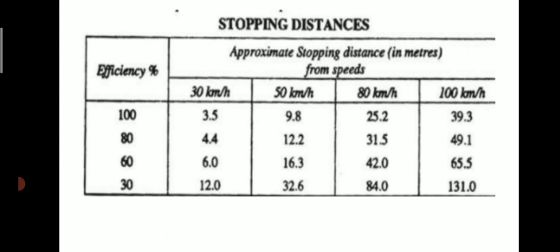This is a chart of stopping distances. When the efficiency is 100%, then at 30 km per hour, you will see the value is 3.5. At 50 km per hour, the value is 9.8. At 80 km per hour, the value is 25.2. And at 100 km per hour, the value is 39.3. So this way, on the basis of efficiency, we can have the values for stopping distances in meters.